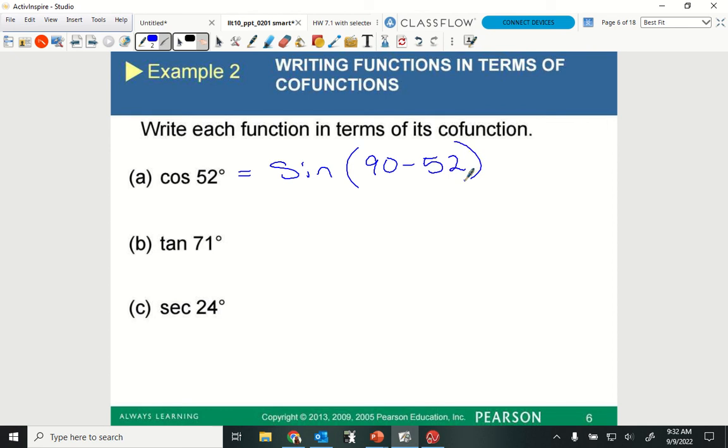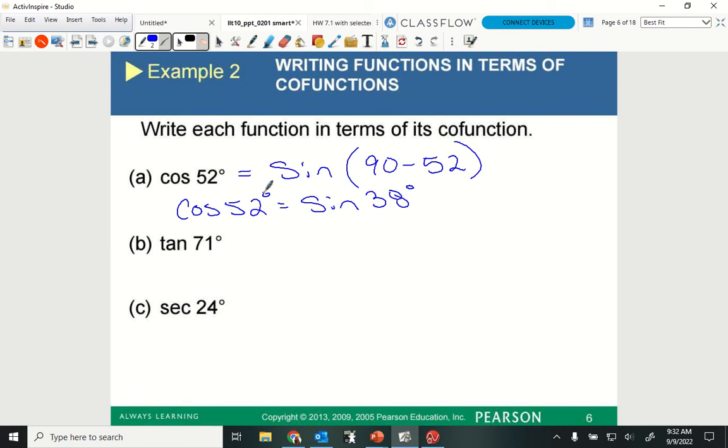So all you have to do is try and do the math there, because we know both of them together add up to 90. So I take 90 and subtract what I have. So what is 90 minus 52? 38. So cosine of 52, the cofunction, is equal to the sine of 38. Is that pretty easy there?